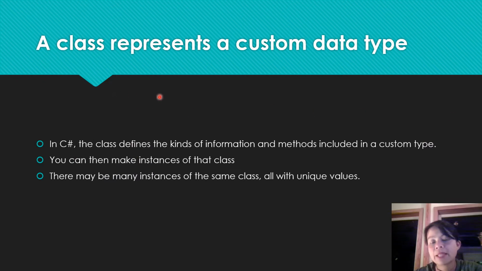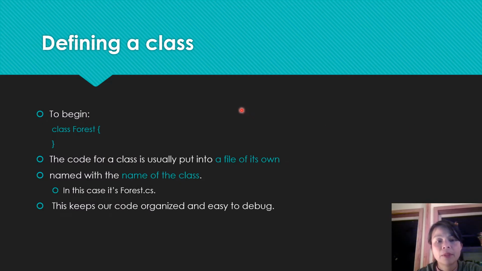A class represents a custom data type. In C#, the class defines the kinds of information and methods that are included in a custom type. You can then make instances of that class, so there may be many instances of the same class, all with unique values. To define a class, you write the keyword class, then Forest, and then curly brackets.